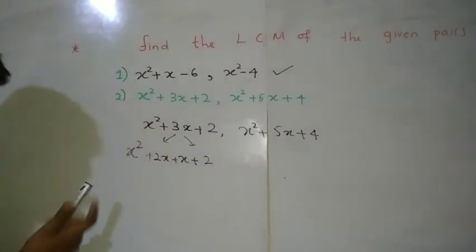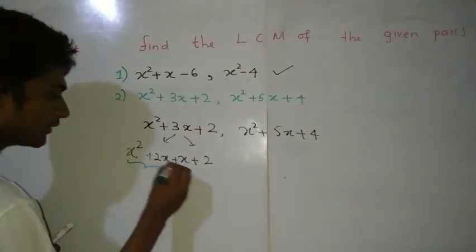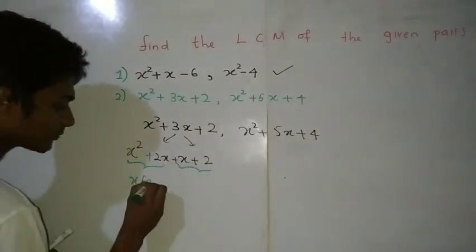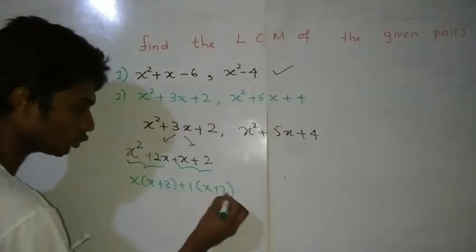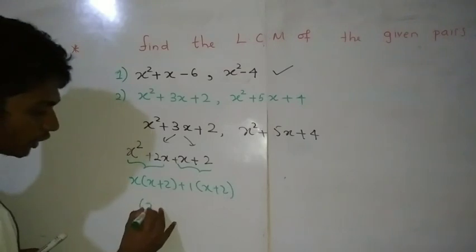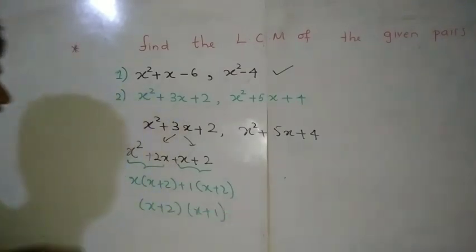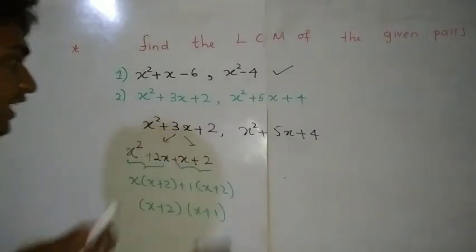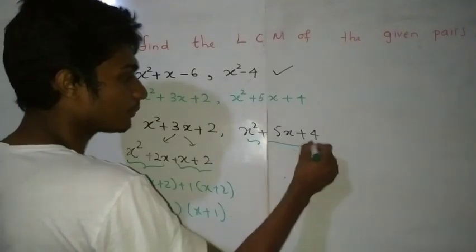Take the first two terms separately and the rest of the terms separately. So you have this together and this together, so x into x plus 2 plus take 1 out of the bracket, so you have 1 into x plus 2. Take x plus 2 out of the bracket, so you are going to have x plus 2 into x plus 1. So this is the complete factorization of x squared plus 3x plus 2.